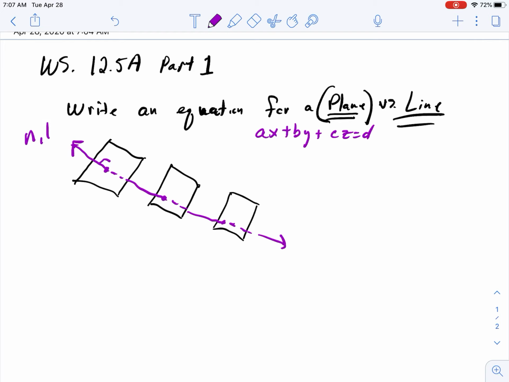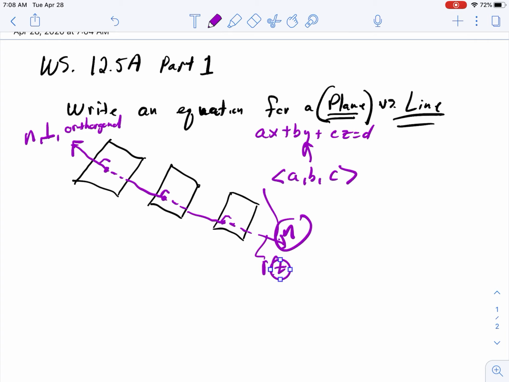is the normal, sometimes referred to as perpendicular or orthogonal, plural form. All of that means they are perpendicular. So the normal is the slope of A, B, and C. Okay, so that's the equation of the plane.